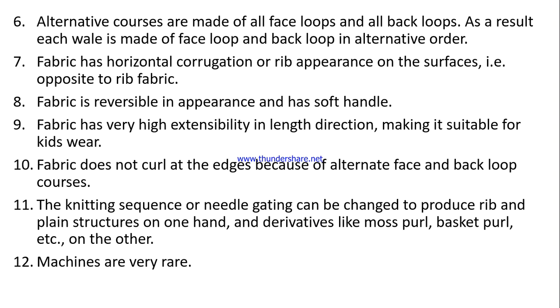That's why in the length direction the extensibility is very high, whereas in rib jersey the structure is just the reverse, where in the widthwise direction the extensibility was high, making it suitable for kids wear. So with this high extensibility in the lengthwise direction, purl fabrics are usually popular for preparation of kids wear, because kids are growing.